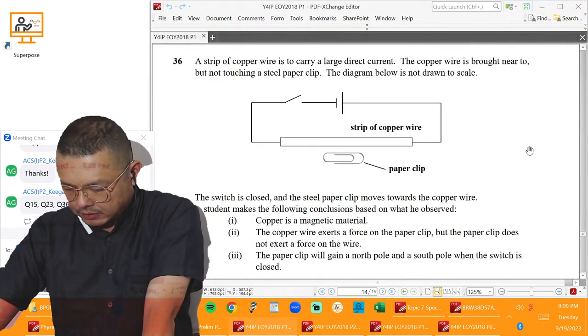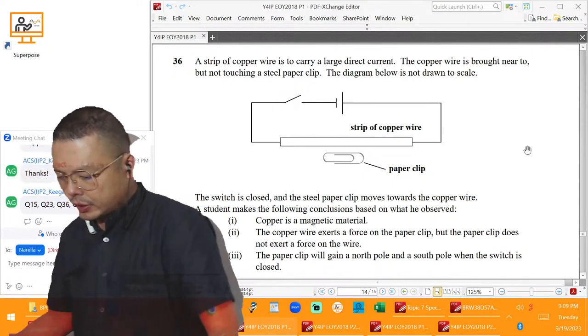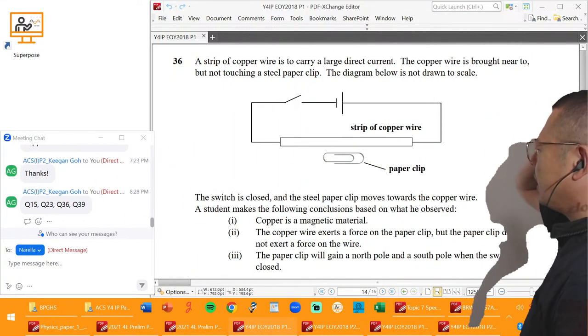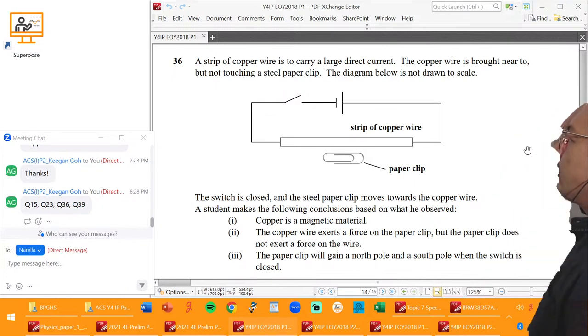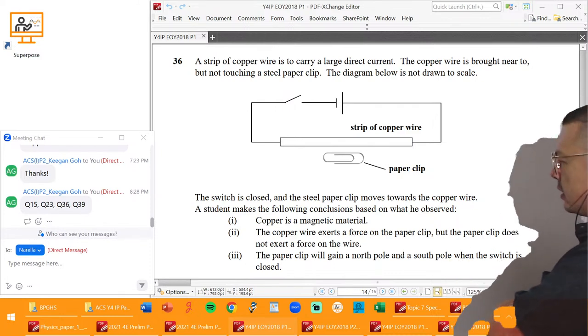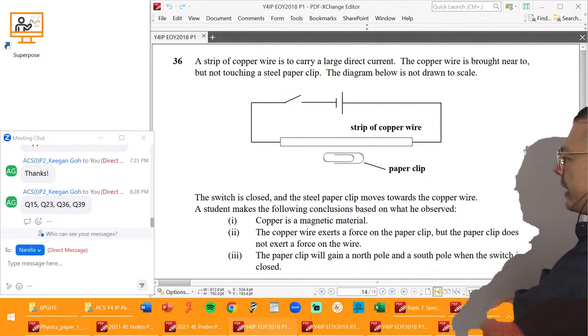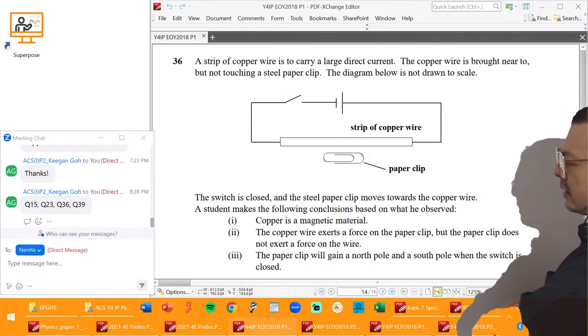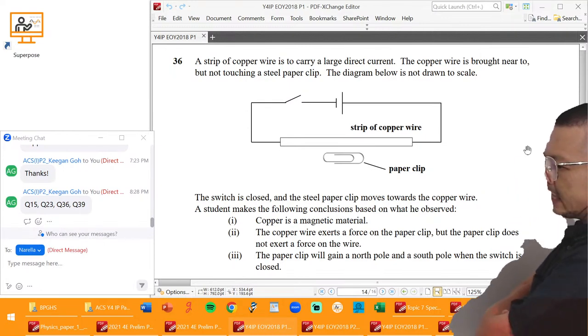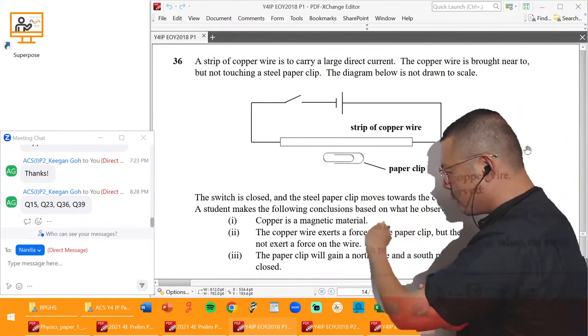36. Who is also asking for 36? Okay. When you close the switch, the steel paper clip moves towards the copper wire. Make a conclusion based on what he observed. Statement one is definitely wrong. Copper is not a magnetic material. This one you need to know. So statement one is wrong.